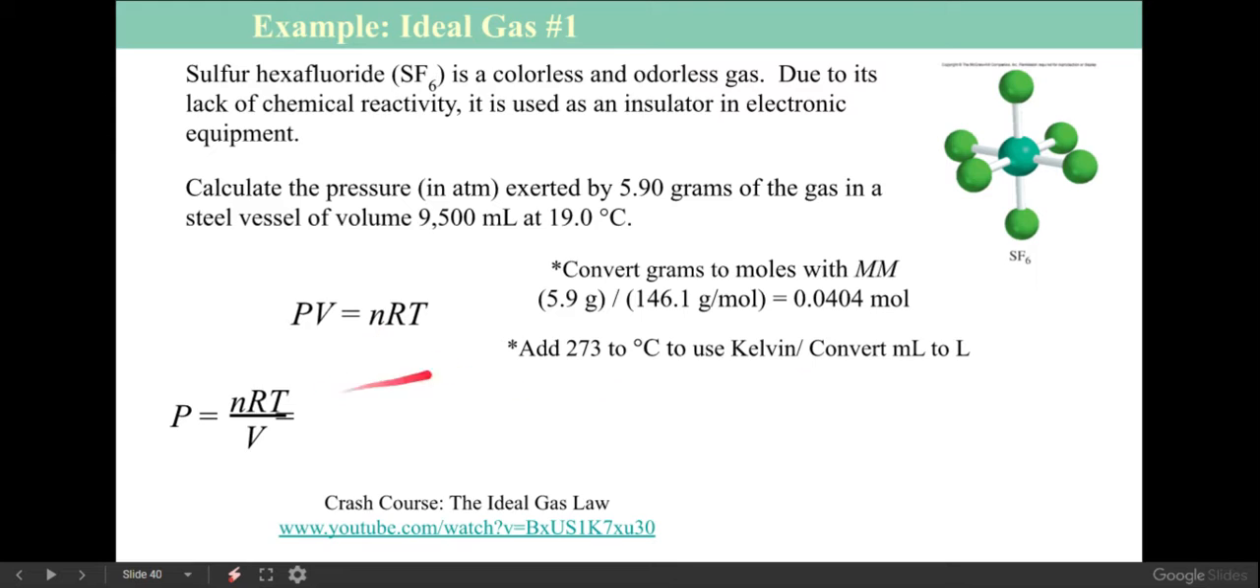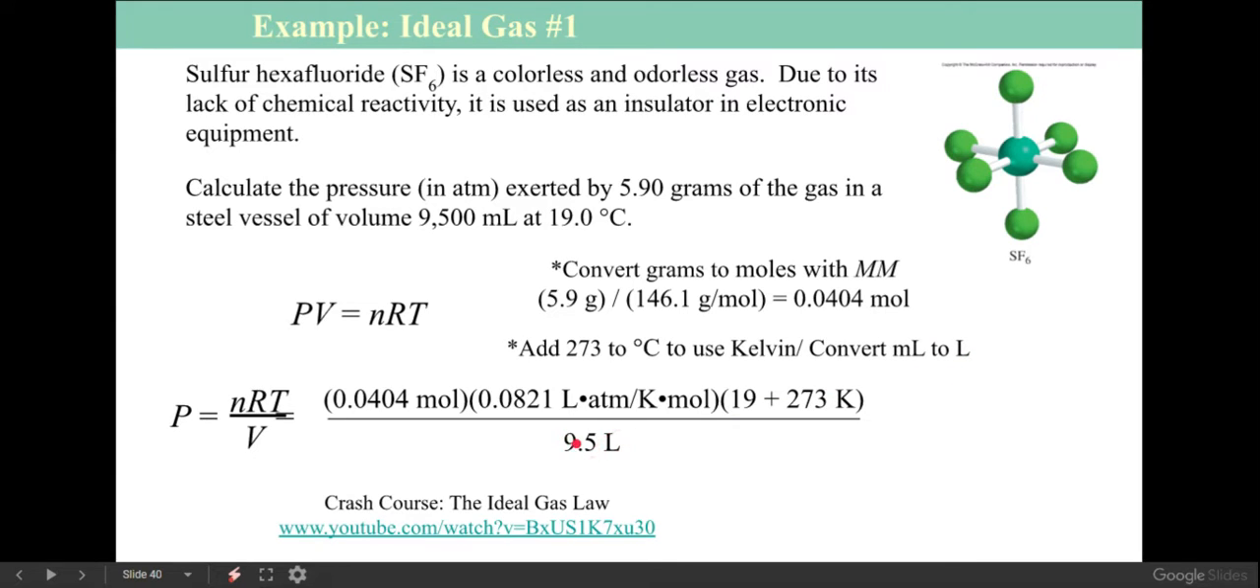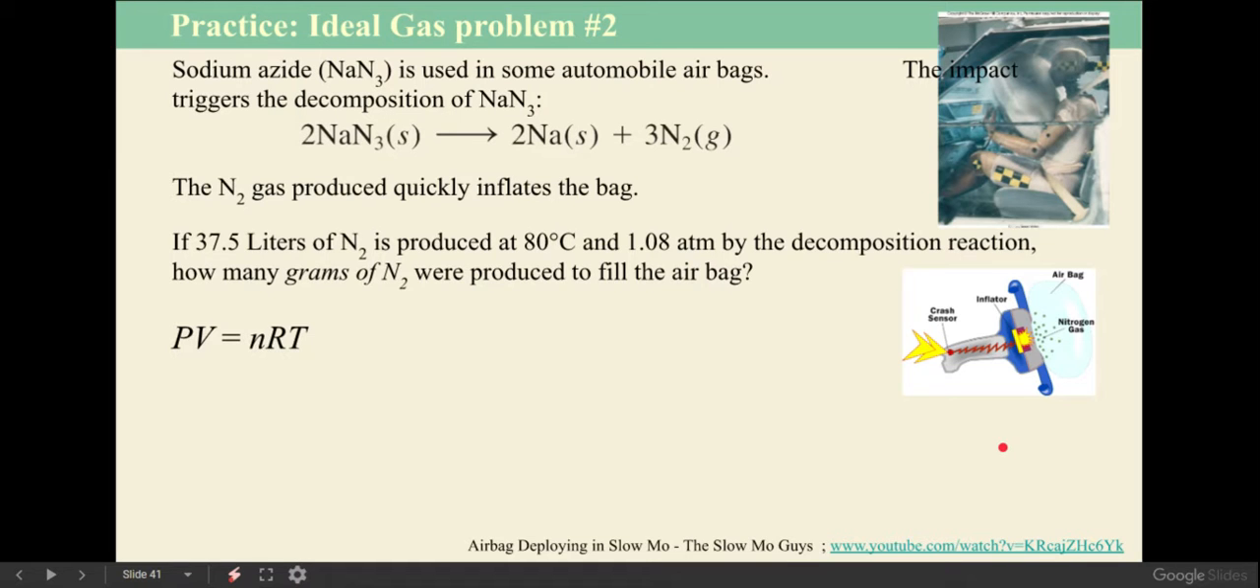Next, the temperature is 19 Celsius, but we have to add 273 to get Kelvin. The volume is 9,500 milliliters, but we need 9.5 liters. And then R is just the constant, it's the number. So when you plug everything in, if you're one to follow units, liters cancel, moles cancel, kelvins cancel. The only thing that gets left over is atmospheres. And so here we go. We get 0.106 atmospheres as our pressure.